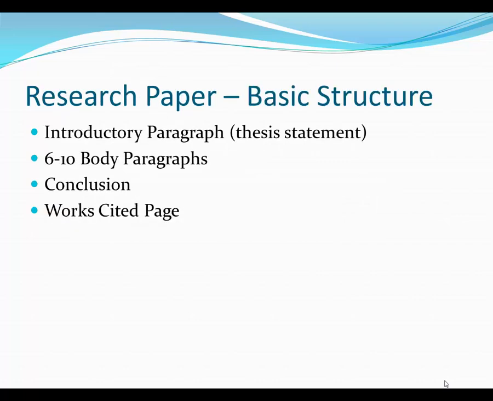So the basic structure of the research paper that you're going to be working on is you're going to have an introductory paragraph or introductory paragraphs. It can be up to 2 paragraphs long. You're going to have a thesis statement within that introductory paragraph. Then you'll have 6 to 10 body paragraphs where you will argue 4 or 5 subtopics with evidence to support what you're talking about. Then you're going to write a 1 to 2 paragraph conclusion, and finally you will have a works cited page.